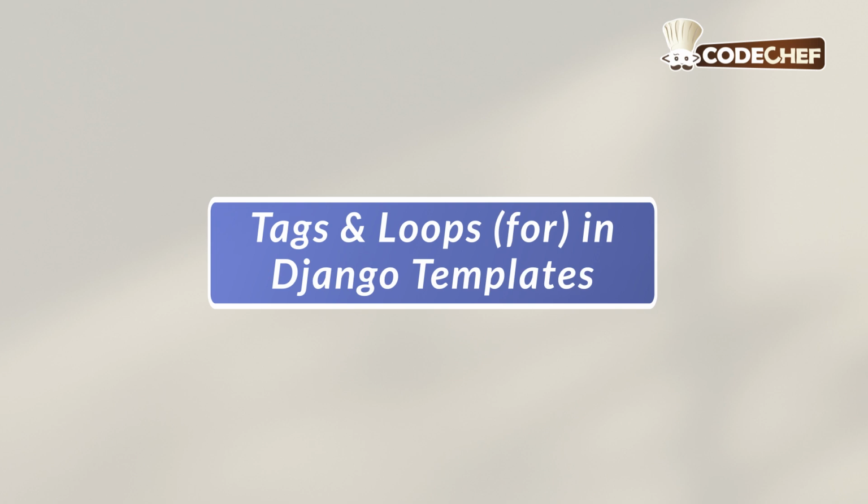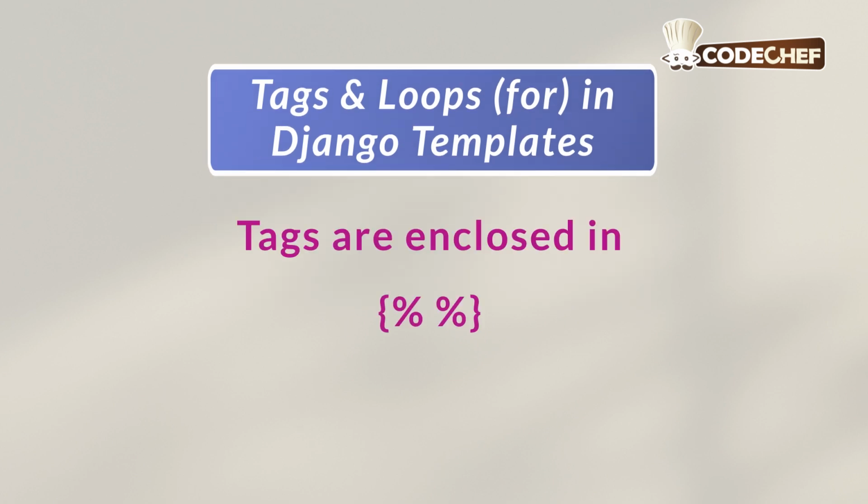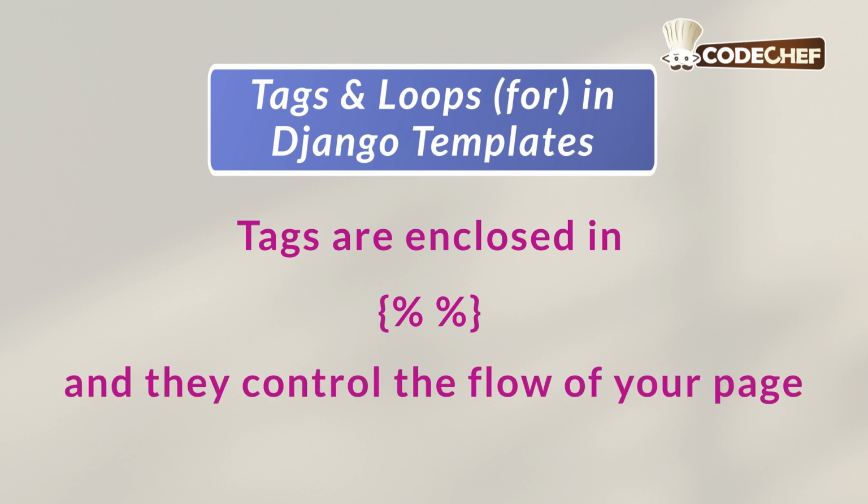They also support logic using special tags. Tags are enclosed in the curly brace and % symbol, and they control the flow of your page. Today, we will learn one of the most common template tags, the for loop. It lets us loop over a list of items the same way we do in Python.